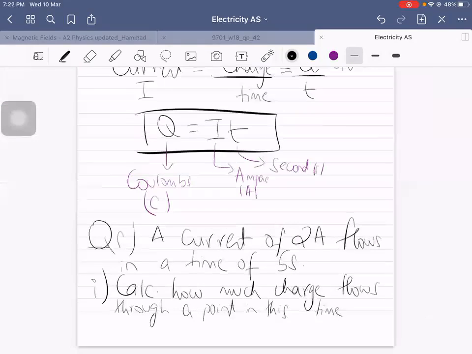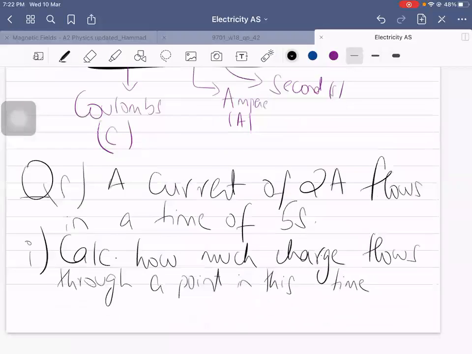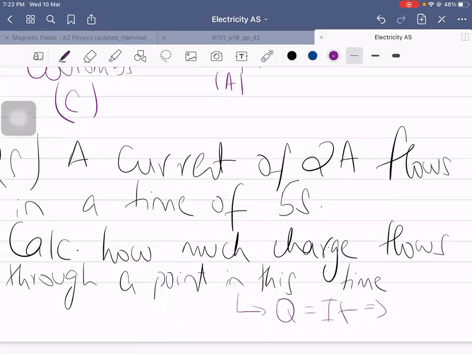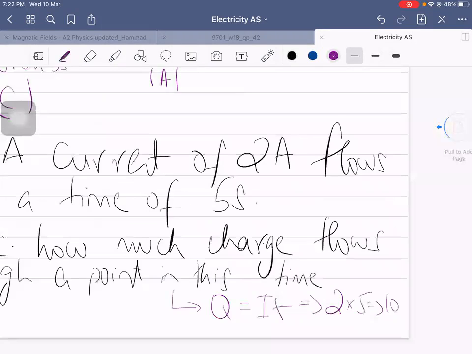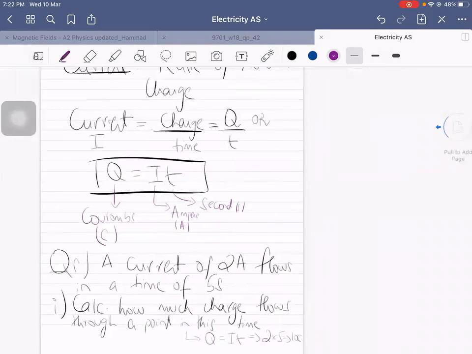If I were to give you a question saying, a current of 2 ampere flows in a time of 5 seconds, calculate how much charge flows through a point during this time. You're going to simply use the formula Q is equals to IT. You're going to apply 2 ampere multiplied by 5 seconds. That would give you 10 coulombs. Straightforward, right?